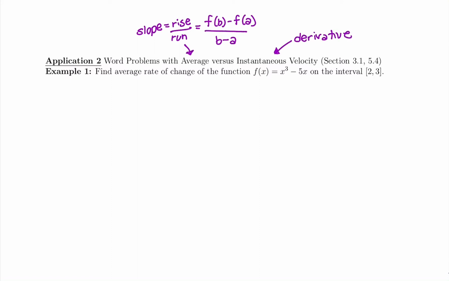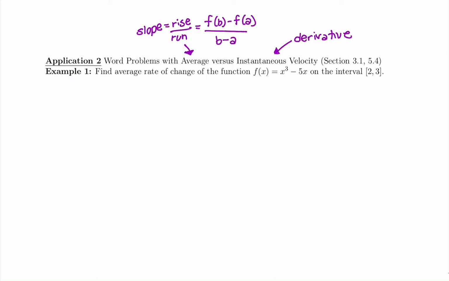Let's get into an application of derivatives. We're going to look at average versus instantaneous velocity, or instantaneous rate of change. So remember, average means slope. Slope is just rise over run, or in function notation, it's f of b minus f of a over b minus a. There's average rate of change or average velocity, versus instantaneous, which means derivative. For instantaneous change, you take the derivative and plug in whatever x value you're looking at.